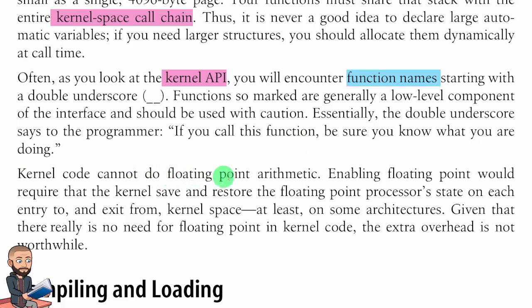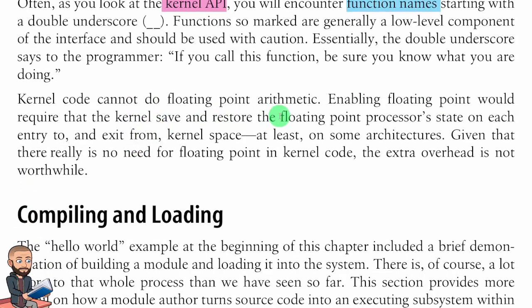Kernel code cannot do floating point arithmetic. Enabling floating point would require that the kernel save and restore the floating point processor state on each entry to and exit from kernel space, at least on some architectures. Given that, and there really is no need for floating point in kernel code, the extra overhead is not worthwhile.